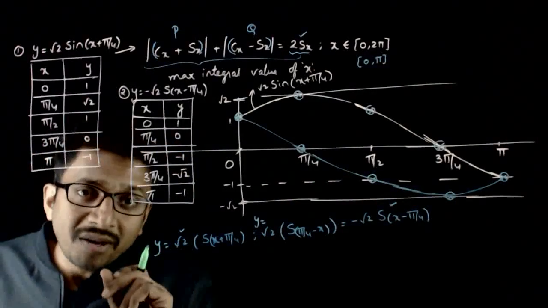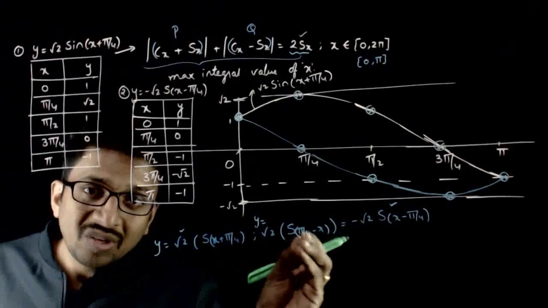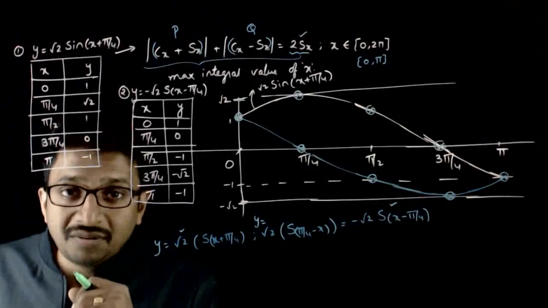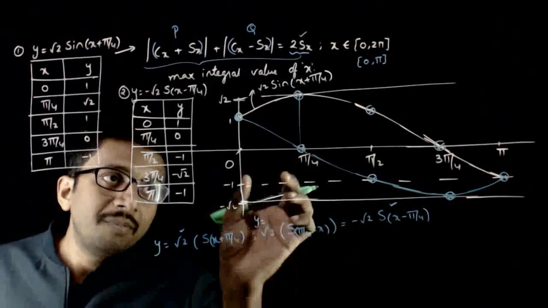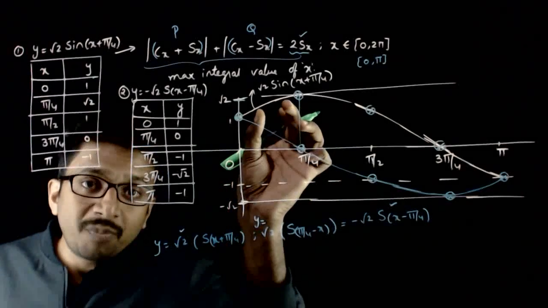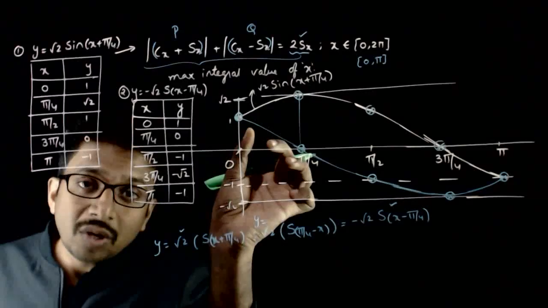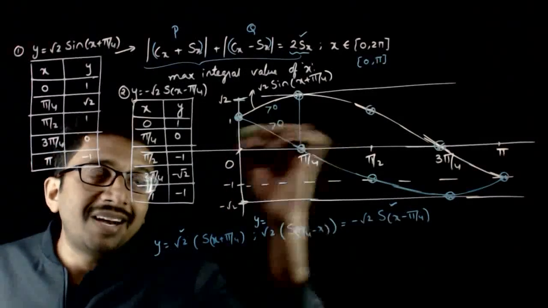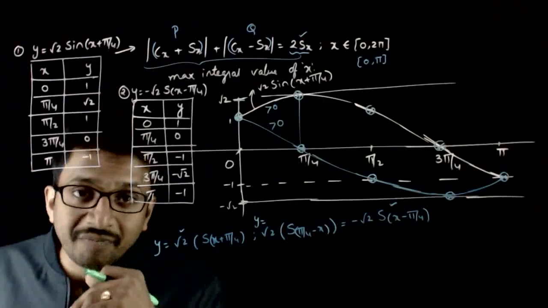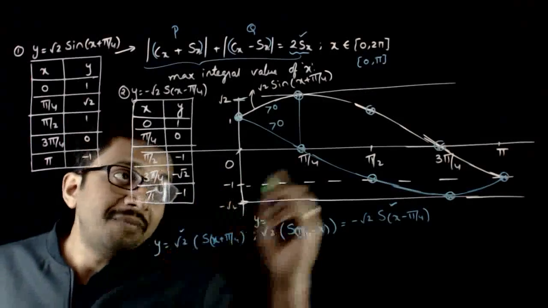Now I want the points where these two graphs have opposite values, that is, opposite signs. Between 0 and pi by 4, this graph is on the positive side of the x-axis, and this is also on the positive side of the x-axis. That is, both are greater than 0, both are positive. They have the same sign. I don't want this.